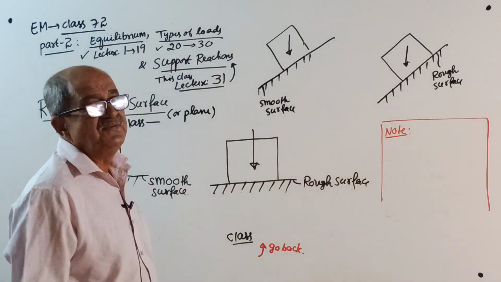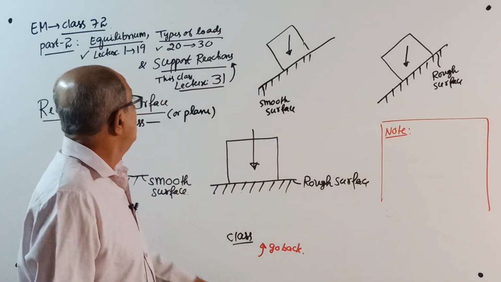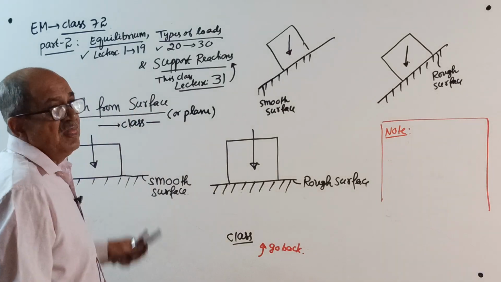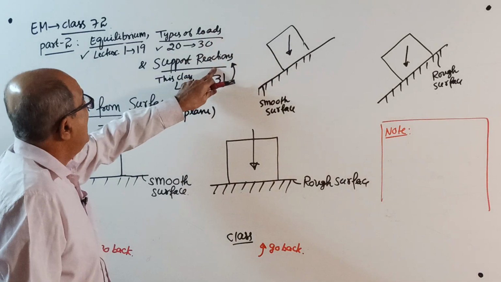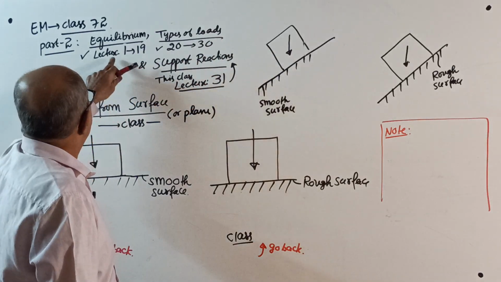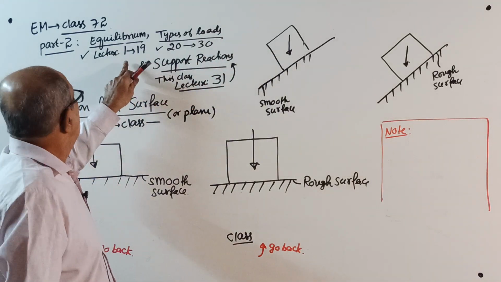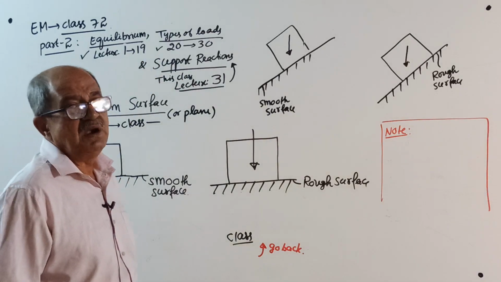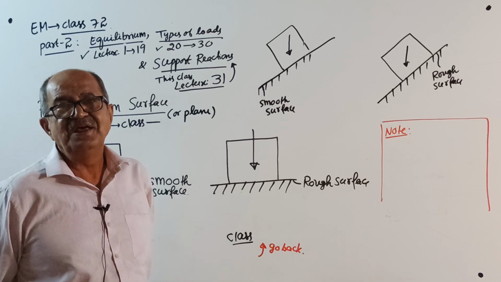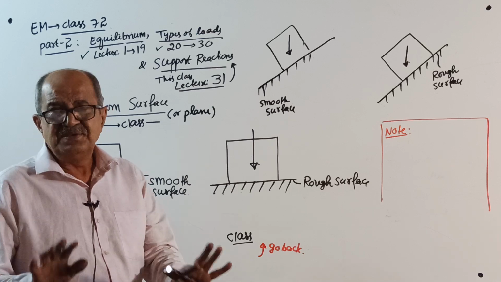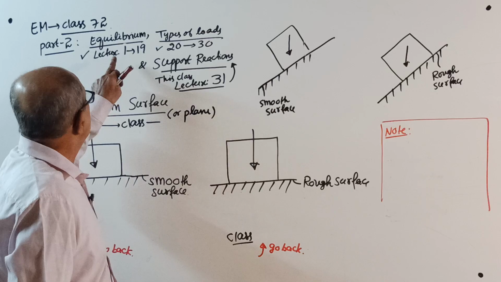Engineering Mechanics, today is class number 72. We are in part 2. As I told, part 2 is equilibrium, types of loads and support reactions. Equilibrium is already over, lectures number 1 to 19. But make a note, equilibrium is not over. Entire structural engineering equilibrium will come, but some basic concepts are over.